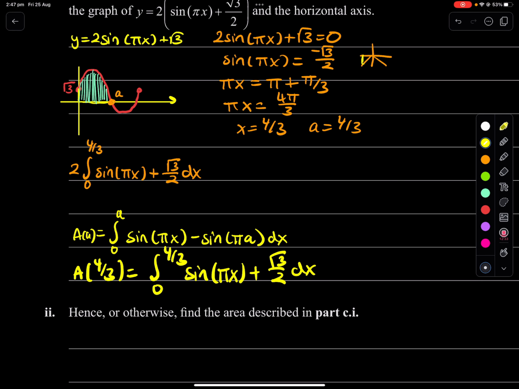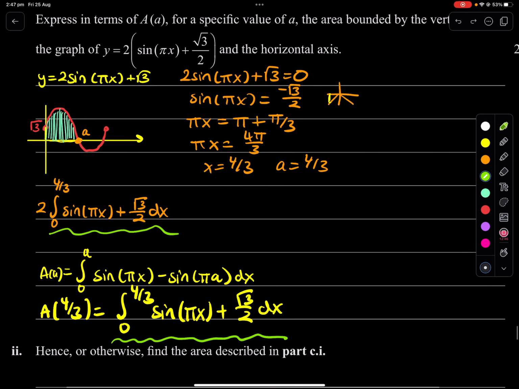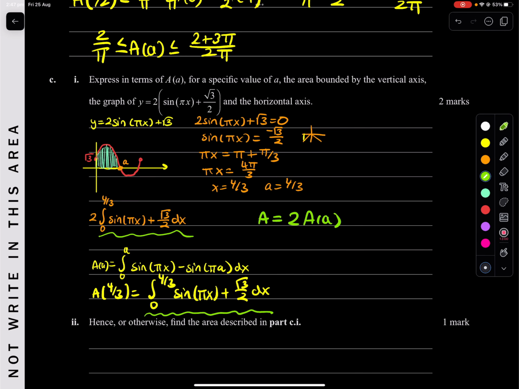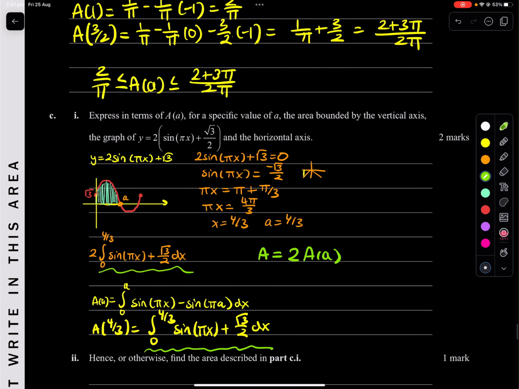Aha! Aren't these actually similar? So this is similar to this, but this one is twice as much. So we can say that the area is pretty much twice the area of a on a. Yeah, that's that. Perfect. So we expressed it in terms of a on a for a specific value of a. We've done that.